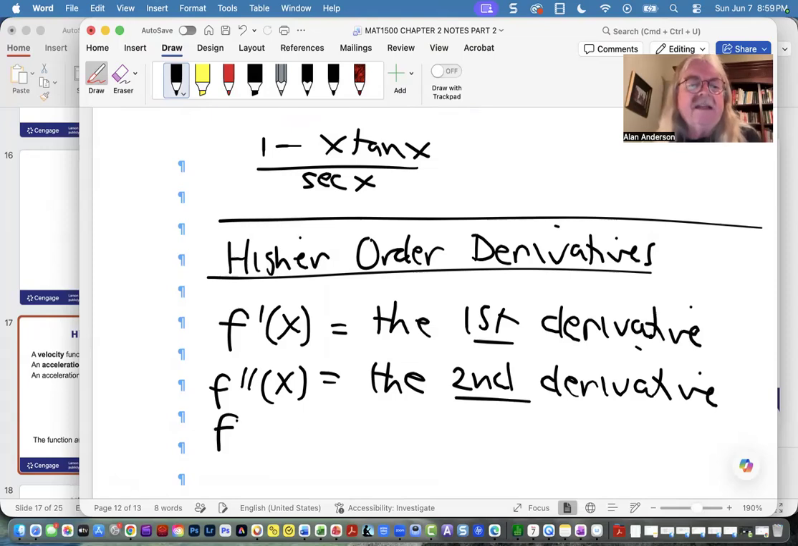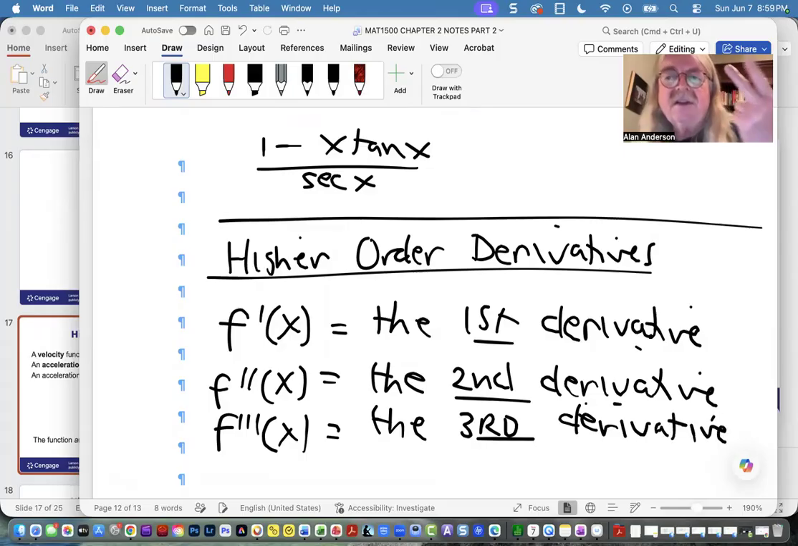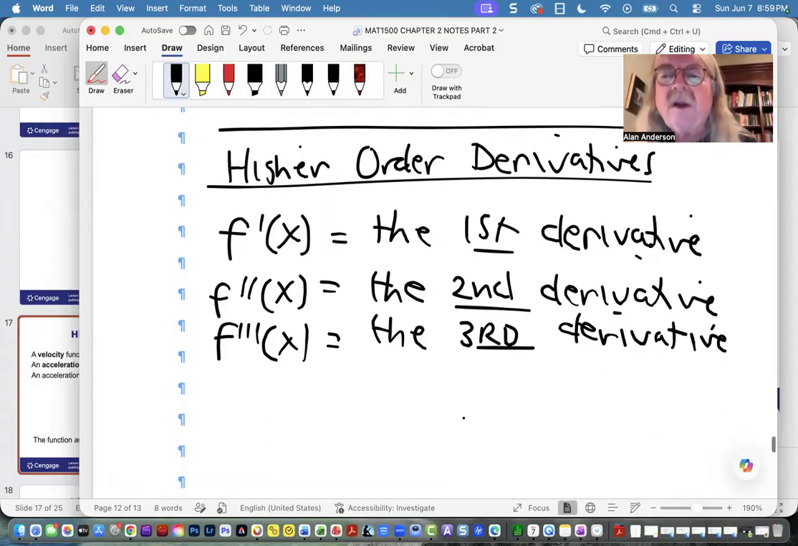And then if we do it again, it becomes the third derivative. Now, in practice, while you can take as many derivatives as you want, most of the time we do not go past the second one. It's rarely necessary for actual real world examples, but they do exist. It's just that normally we only use the first or the second derivative. It's rare that we need the third derivatives.